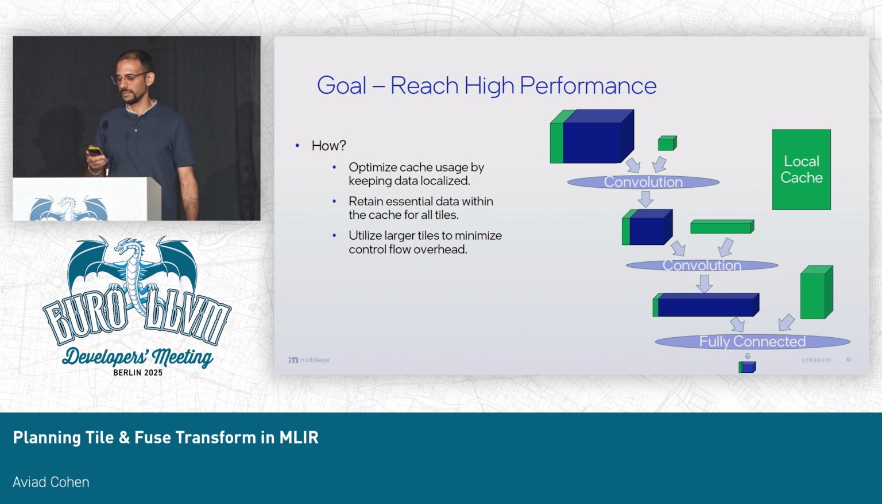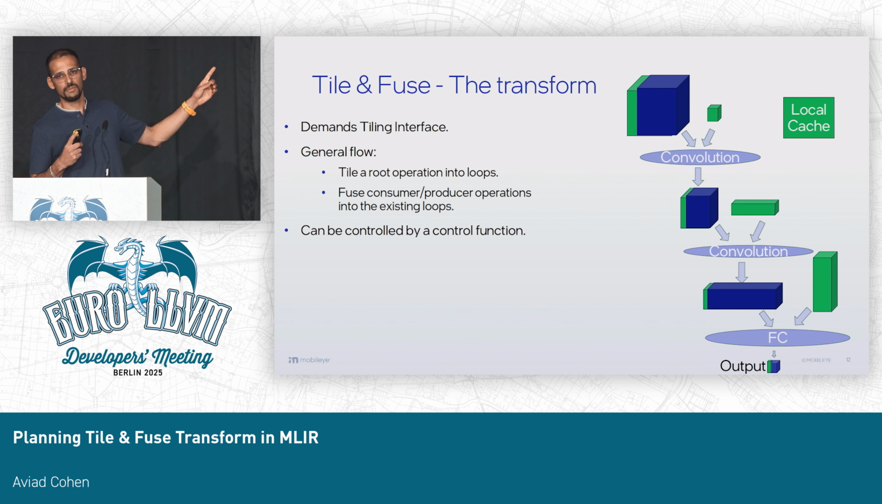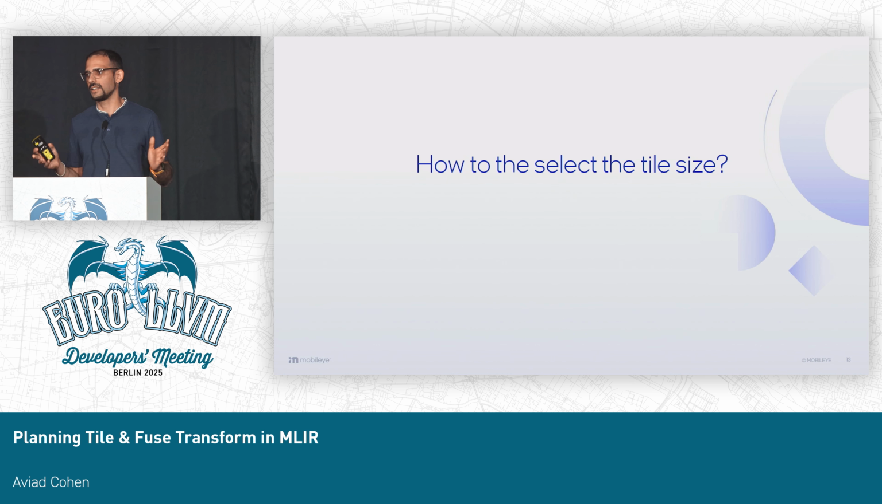So let's say you have an operation, like the one below, the fully connected, and you tile it. After you tile it, you can fuse and tile the convolution above and the convolution above into the already tiled loop. And the transformation has a control function, and the control function allows you to select which operations to fuse and when to stop the process. But I have some bad news. Selecting the tile size and which operations to fuse together is not an easy task.